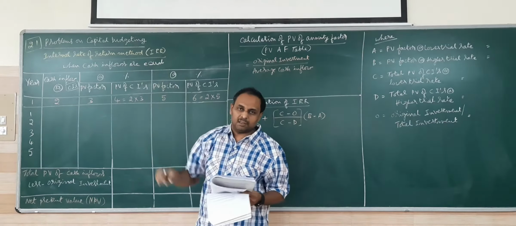How to go about it? As usual, the cash inflow we first have to write for every year as given in the problem. Every year cash inflow is 2 lakhs. So I am writing for the 5 years. They have given in the problem the life is 5 years. Then this calculation is almost similar to the previous method, the NPV method, but we have different trial rates. How to get into that, I will explain to you.